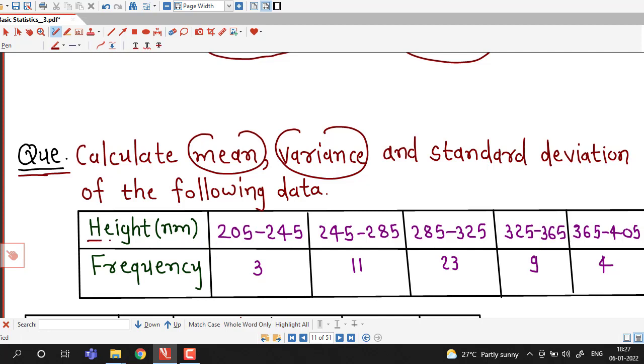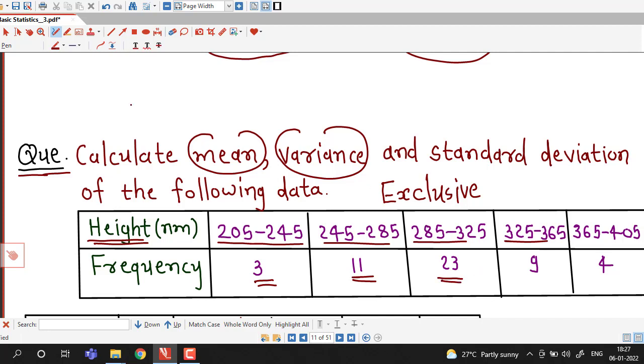This data is for heights of some persons between this range 205 to 405, and they are given in classes. So we can see first class is 205 to 245, then 245 to 285. So these are exclusive classes, and we are given frequencies for each class.